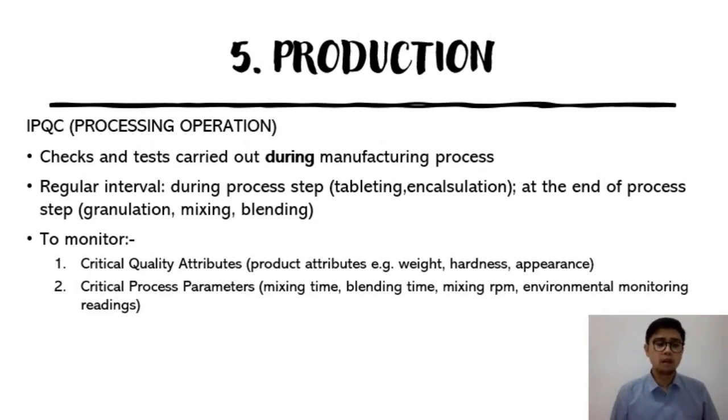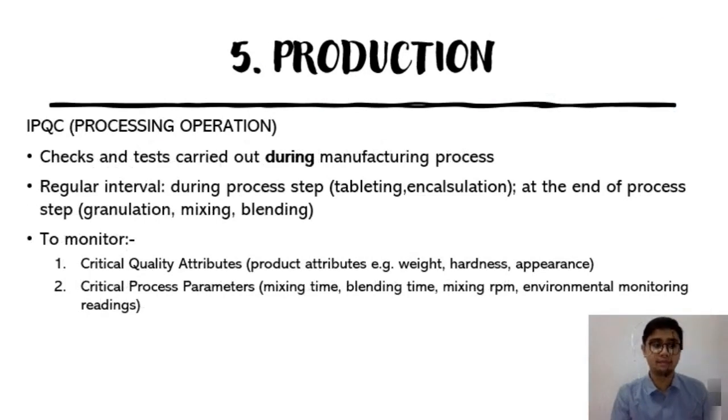The aim of IPQC is to monitor the critical quality attributes, which is the product attributes, for example, weight, hardness, appearance, and pH. And then it also aims to monitor critical process parameter, which for example, mixing time, blending time, mixing speed or mixing RPM, environmental monitoring readings.